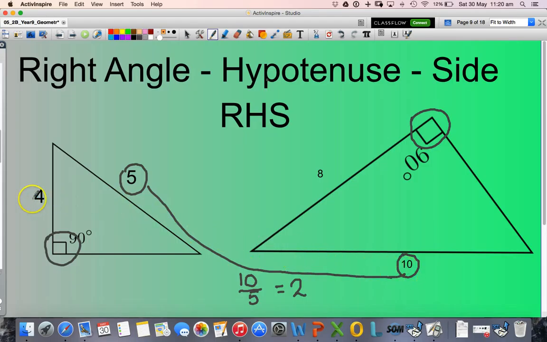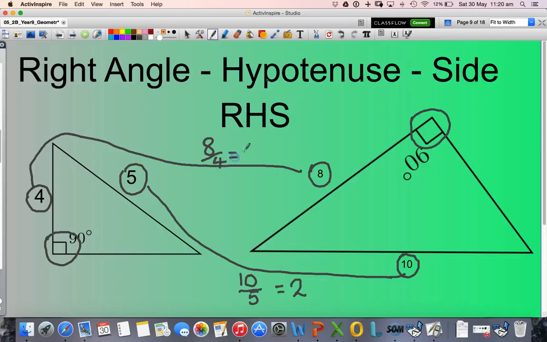Let's look at this one here. My 4, does it match with the 8? So 8 divided by 4 also equals 2. So in other words, if I take this side here, multiply it by 2, I end up with 8.